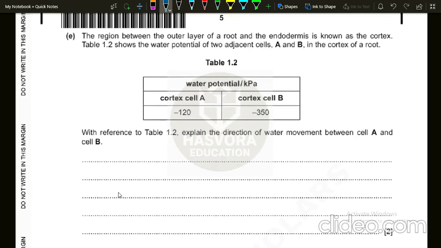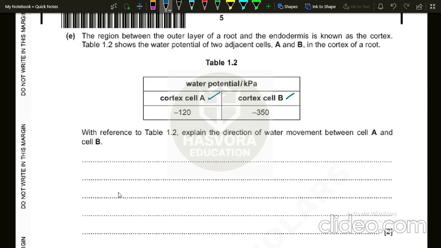Next part he says the region between the outer layer of the root and the endodermis is known as the cortex. Table 1.2 shows the water potential of two adjacent cells A, B in the cortex of the root. So they have given you the cortex cell A and cortex cell B. So the water potential of the cortex cell B is more negative, and the water potential of the cortex cell A is less negative. So with reference to table 1.2, explain the direction of water movement between cell A and cell B. So it is a simple question.